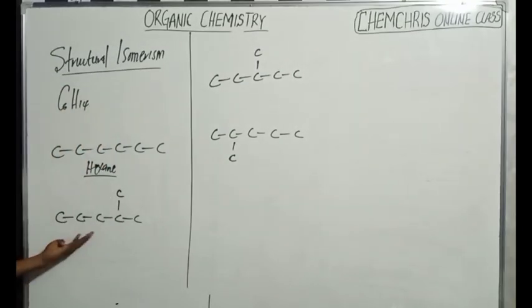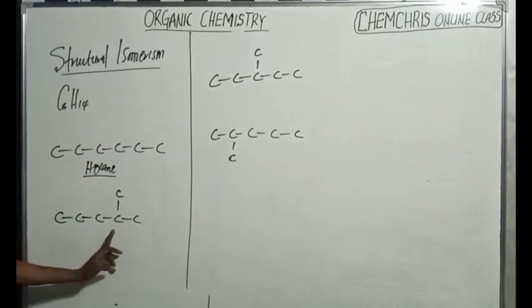So now, what is the name of this guy? The name of this guy is called 2-methyl pentane. 1, 2, 3, 4, 5.